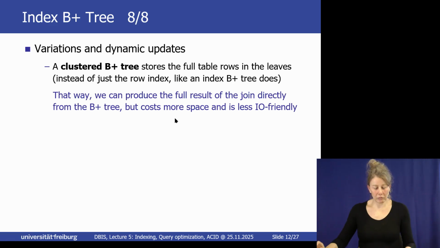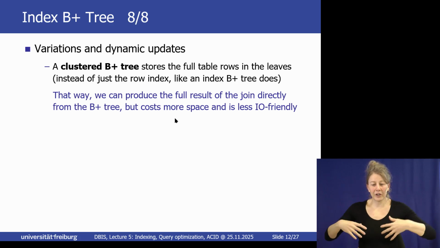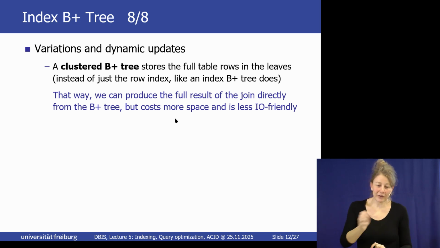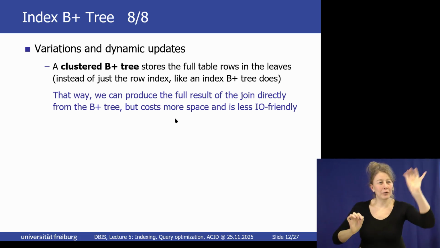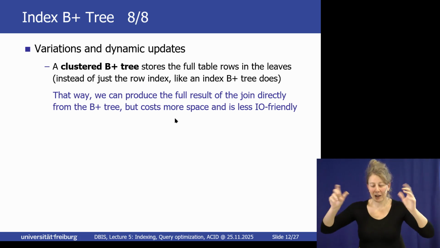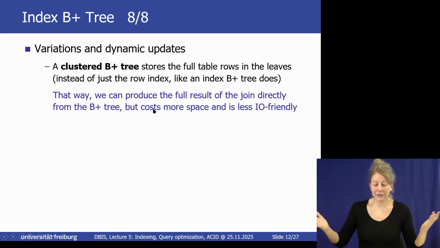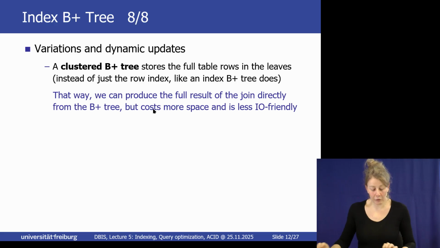If I do the join and I do the zipper join over these things, then I immediately get the whole row of the result. Whereas in how we did it on the previous slide, I get the row index, and then I have to look up, okay, give me the row from that table. I have another indirection. So it gives me the full result immediately without indirection via the row index. But of course you need more space, and because of that it's less I/O friendly.